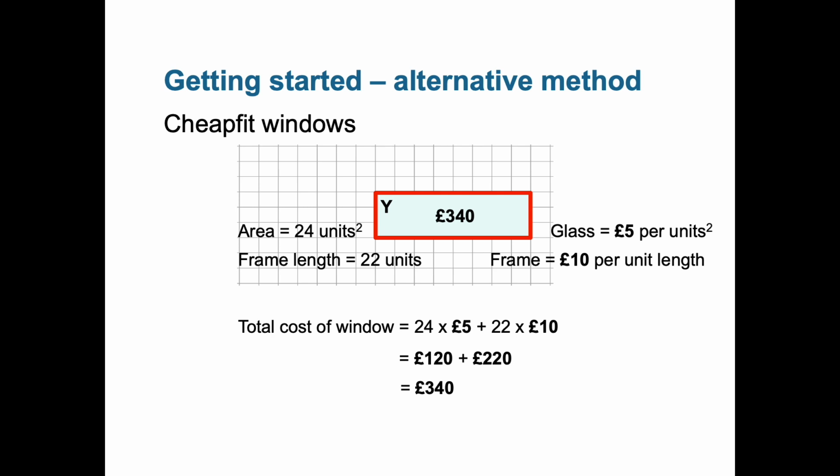So by looking at a similarity between these two windows, in this case the area of glass, I could then work out a cost for a unit of frame length and then a cost for each unit squared of glass used. Knowing this information allowed me to work out the cost of any cheap fit window if I know how much framing and glass has been used. So this is an alternative way of solving the problem for your son or daughter. Don't forget, I've just worked out how cheap fit price their windows, so these answers are not the correct ones for Warmsnug.